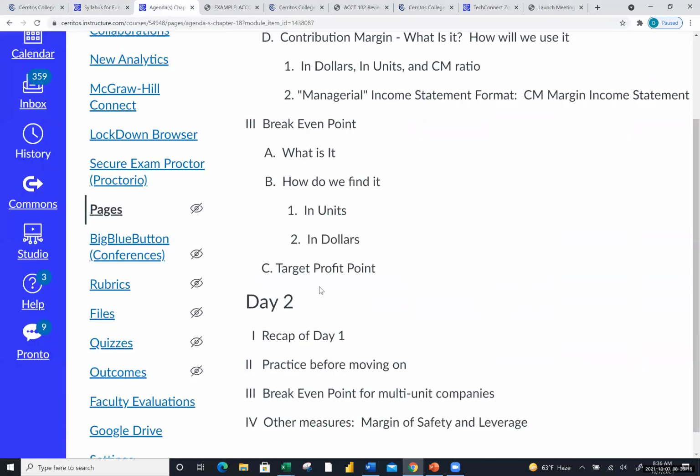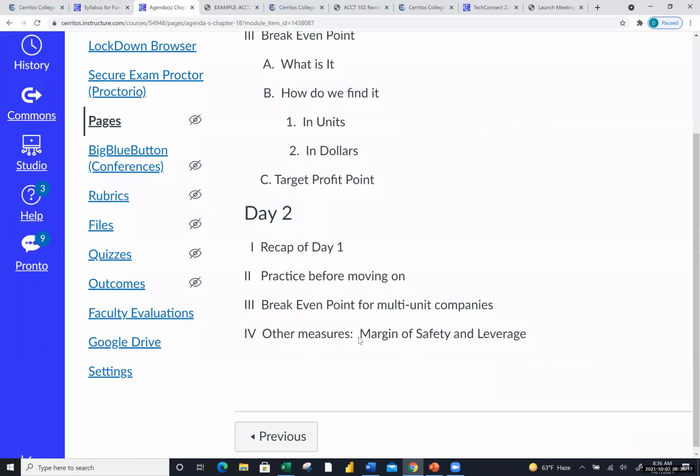Okay, then here's our agenda, and you'll notice that our agenda today is basically recapping what we focused on in day one. The major focus of this chapter is this contribution margin concept and how we can use that to calculate break-even points. We can use it to construct break-even point charts. We can use it to answer a whole bunch of what-if scenarios without having to go through the hassle of doing new income statements every time.